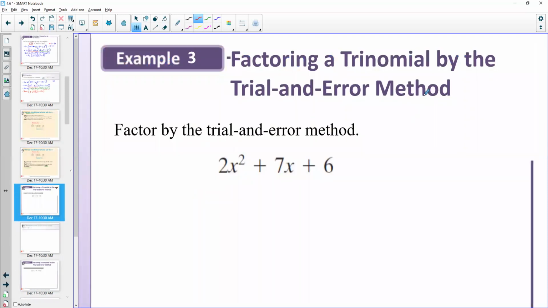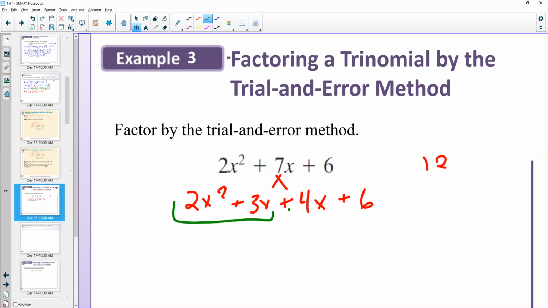So let's do another AC test. Let's see, this one is 2x squared plus 7x plus 6. So 2 times 6 is 12. Can I multiply any two numbers to make 12 that add to 7? Well, yeah, right? 3 times 4 is 12. 3 plus 4 is 7. So now rewrite. Don't forget this step. 2x squared, 7x becomes 3x plus 4x. I just broke it up. Plus 6. Now let's group.